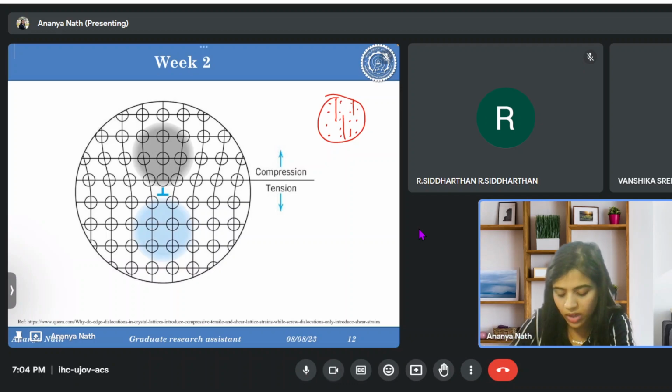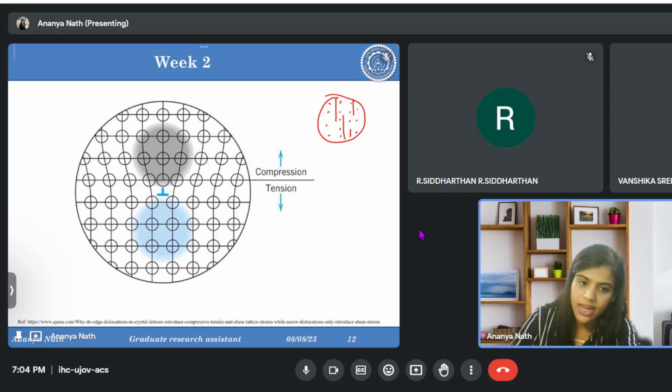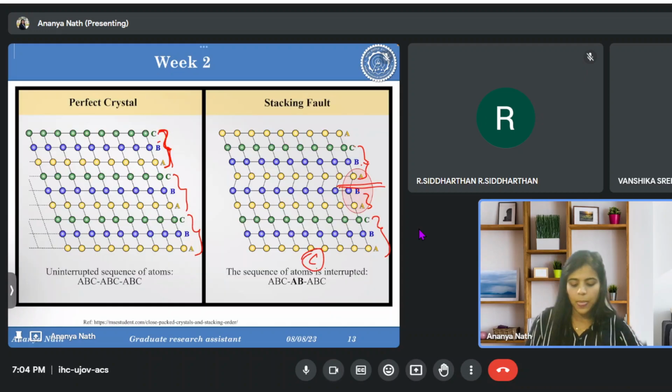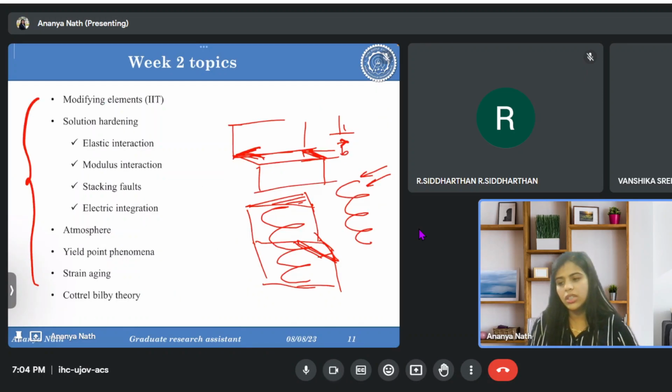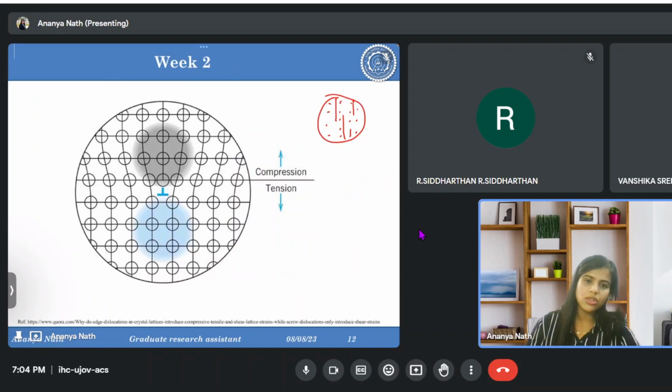We do that using four techniques: elastic interaction, modulus interaction, electrical interaction, and stacking fault. In elastic interaction, we add solutes, and the solute size can be bigger or smaller. A bigger solute size will introduce compressive stress, while a smaller solute size will introduce tensile stress inside the lattice. Can anyone of you tell me why the bigger size will introduce compressive and not tensile stress?